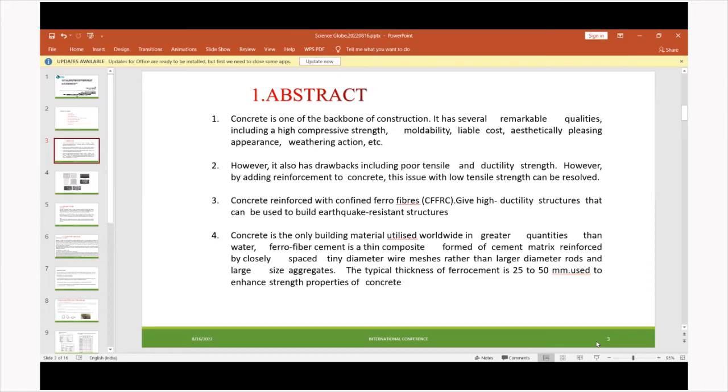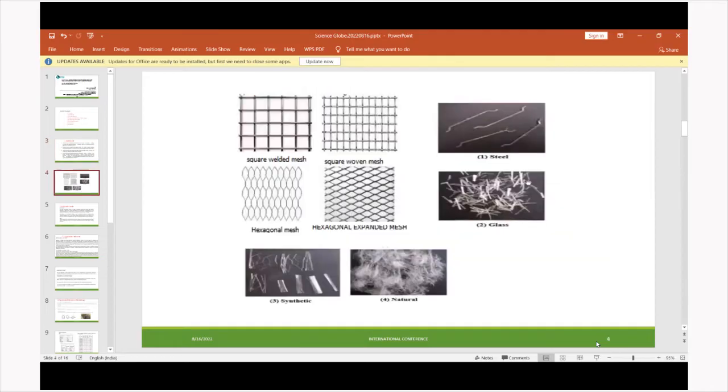The typical thickness of ferrocement is in the range of 25 to 50 mm, used to enhance the strength properties of concrete. As we can see on this screen, such wire meshes are used in ferrocement: square welded meshes, square woven mesh, and hexagonal expanded mesh. Steel fibers, glass fibers, synthetic fibers, and natural fibers are also used to prepare the concrete.